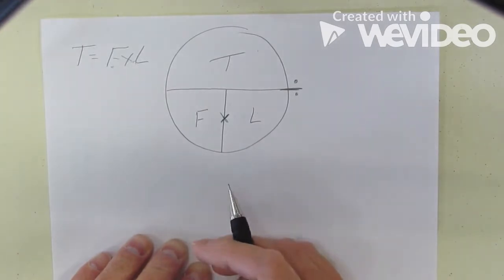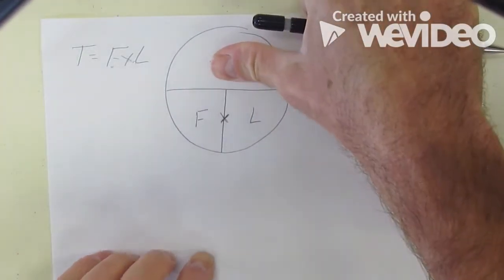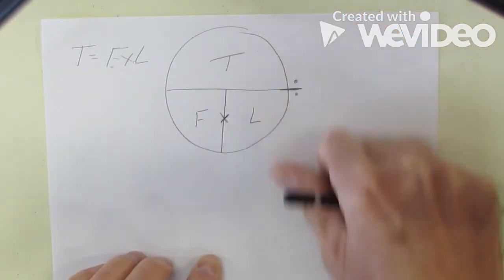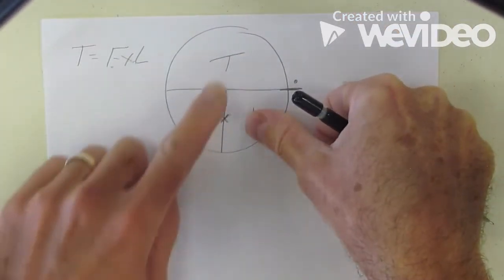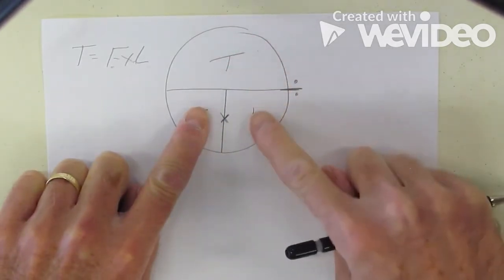So the way this works is, if I want to solve for torque, I take my thumb, cover up the T, and I can see that my formula is F times L. If I want to solve for L, I cover up L. It's T divided by F. And if I want to solve for F, I cover up F. It's T divided by L.